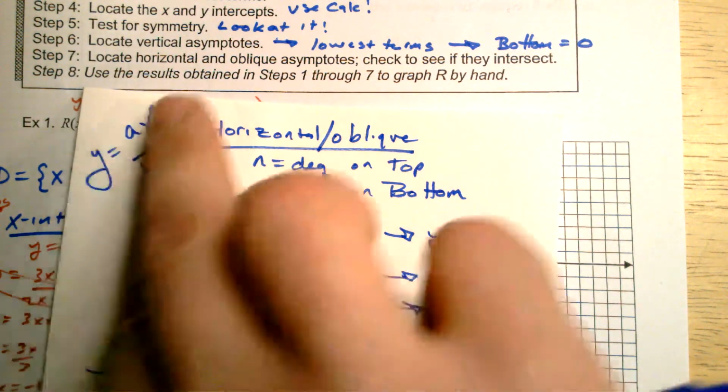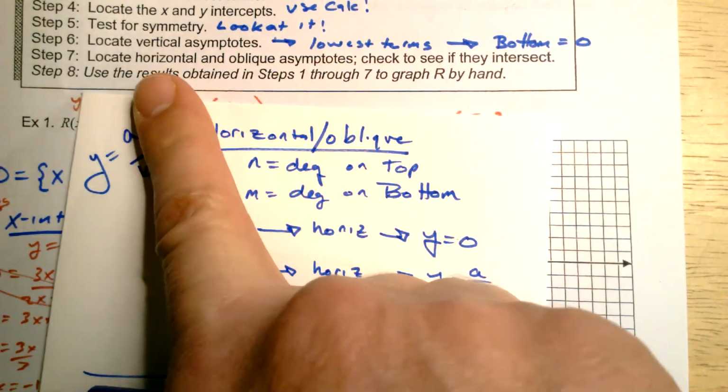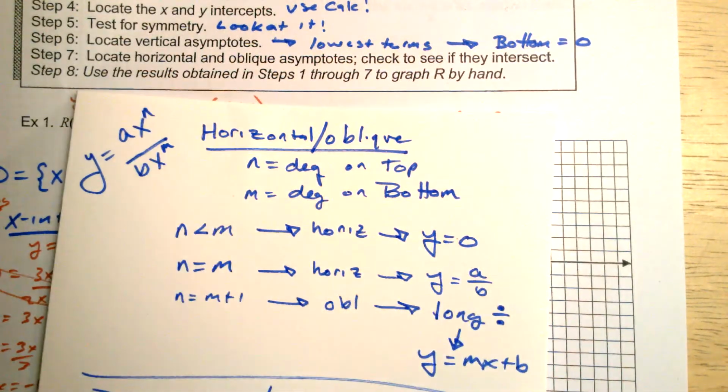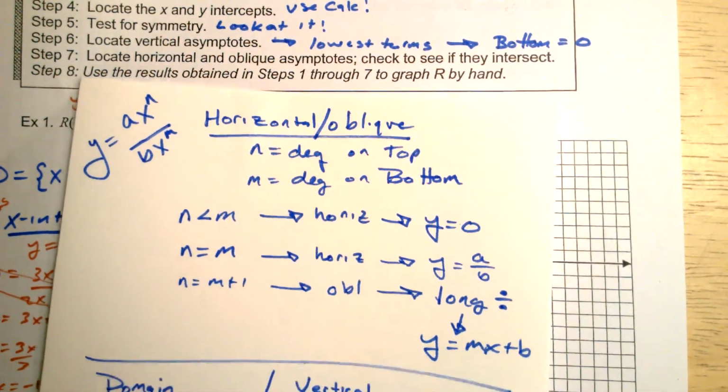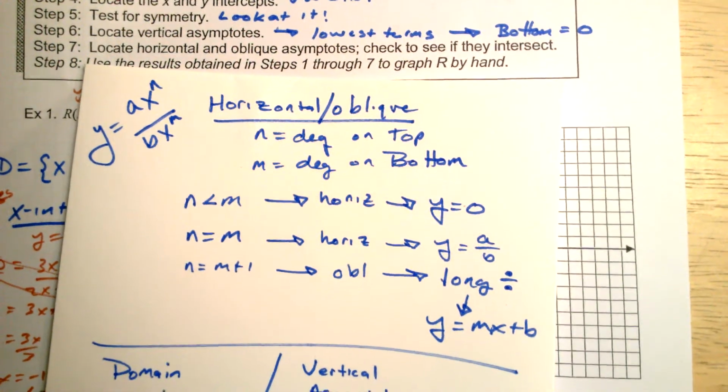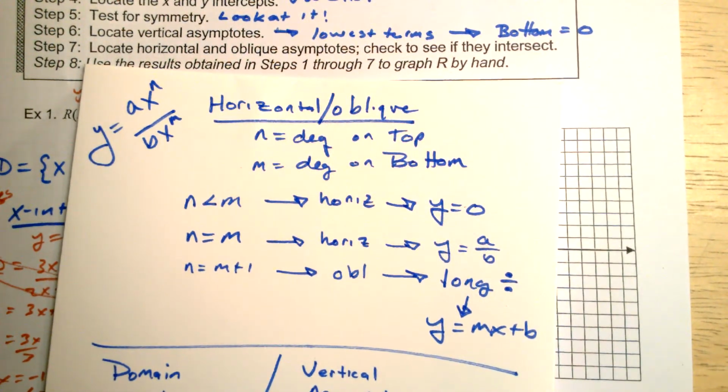It's basically, you're going to have a polynomial, you just cover up everything except for the first two coefficients. And if n is equal to m plus 1, then we have an oblique asymptote, and we use long division to find it. That's at y equals mx plus b.